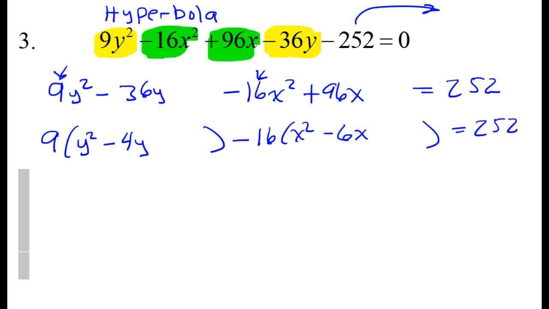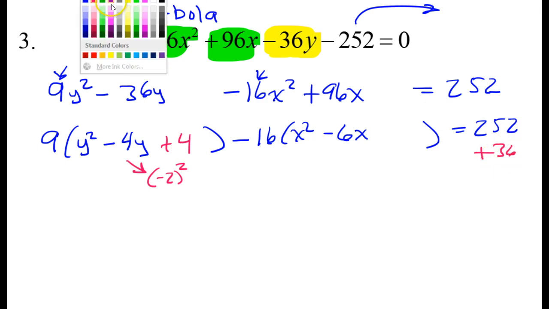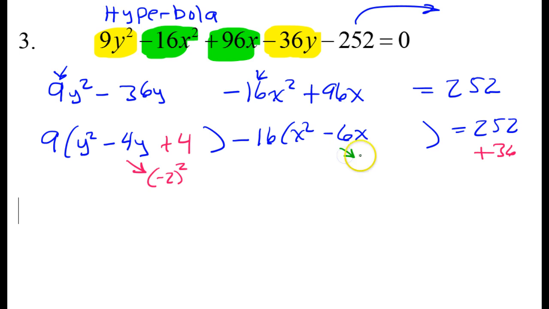So now I complete the square. Half of the middle squared. Okay, half of this is negative 2. If I square it, I get positive 4. But this is really 9 times 4. So I need to add 36 to the other side. Half the middle squared. Half of this is negative 3. If I square that, I'm going to get 9. But this is really negative 16 times 9. So that is really negative 144.